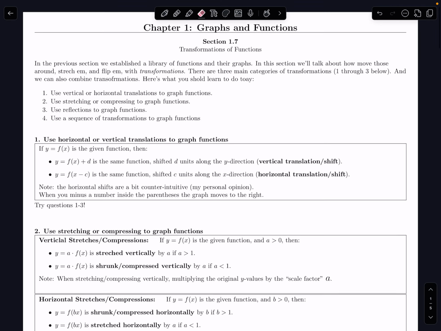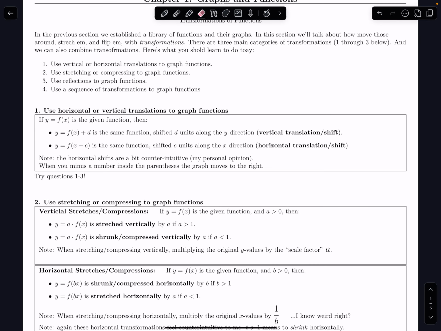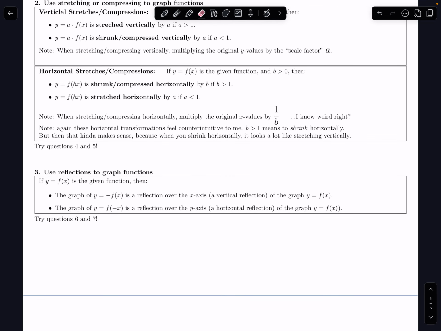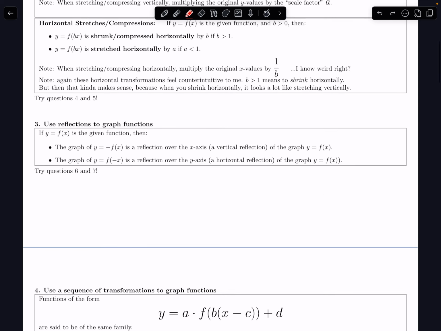All right, guys, last video we talked about horizontal and vertical translations and also stretching and compressing. This time we're talking about reflections, and then we're going to put everything all together. So reflections, just like it sounds, you're taking a reflection of the original graph either over the x-axis or the y-axis. If I reflect over the x-axis, that's like a vertical reflection, right? If I reflect over the y-axis, that's like a horizontal reflection. You're reflecting left and right.